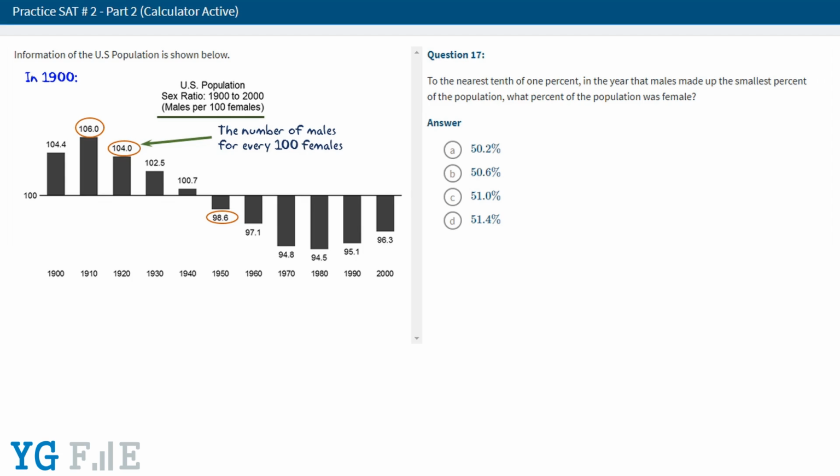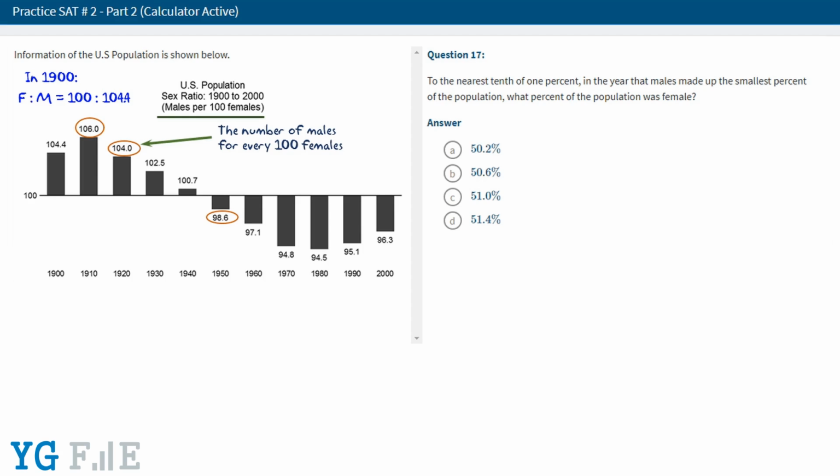For example, in 1900 the number of males for every 100 females is 104.4. It means that the ratio of females to males is 100 to 104.4. And we can get the same information for the other years.